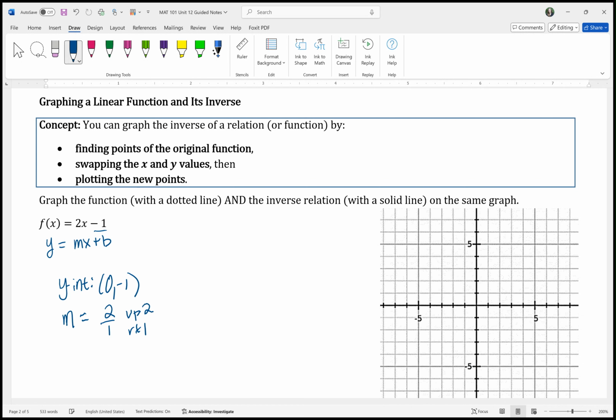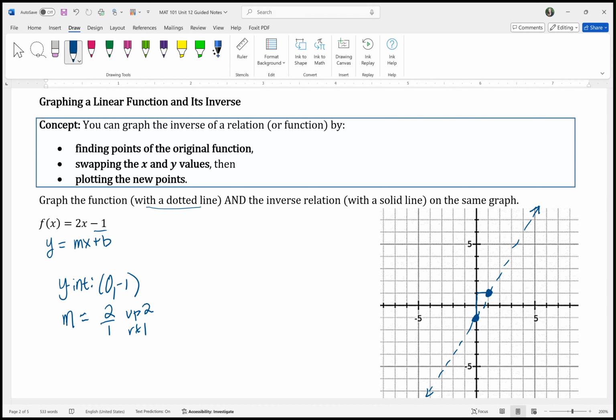So let's graph this point, (0, -1). That's our y-intercept. And then let's do our slope, up 2, right 1. So up 2, right 1 is here. And based on the directions, we're graphing the original function with a dotted line. Now, if you have this in the homework, it will probably make both of them solid, and that's fine. You just go with what it has.